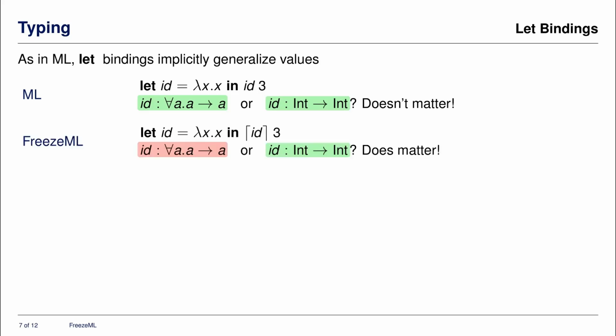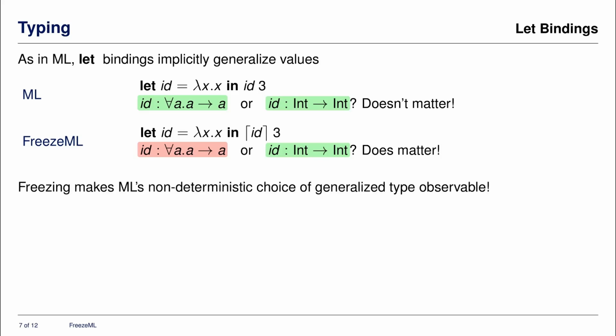Now in FreezeML, things are a bit different. Let's define ID as before, but this time we apply the frozen version of ID to 3. Now if we pick the polymorphic for all A to A type for ID, this doesn't work, because then we need to instantiate ID before we can apply it, but the freezing prevents that. Now if we choose int to int as the type for ID, then suddenly this does work. That's because in this case, the freezing doesn't do anything. In other words, this means that the freezing makes this non-deterministic choice for the type of ID observable.